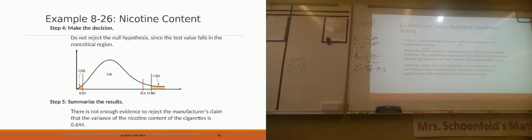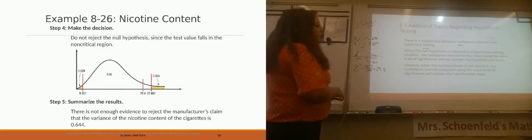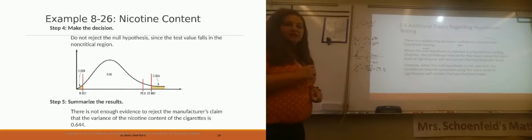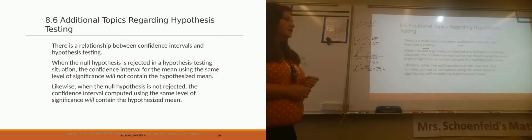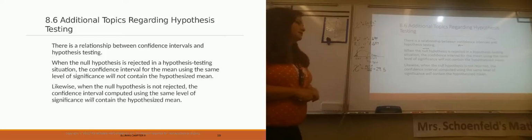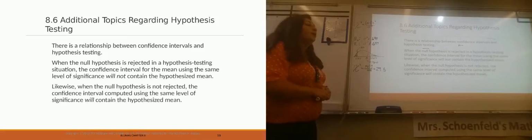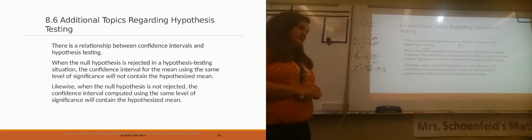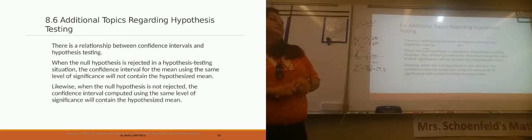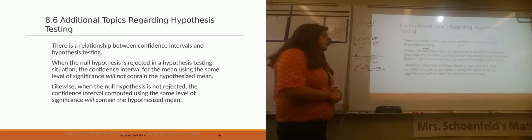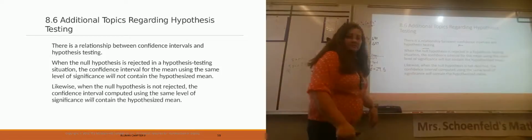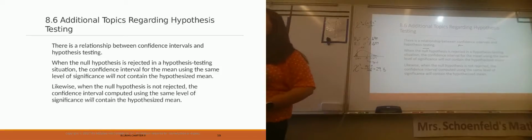Okay, you guys want another one? This is the relationship between confidence intervals and hypothesis testing. I just want to read this to you. When a null hypothesis is rejected in a hypothesis testing situation, the confidence interval for the mean using the same level of significance will not contain the hypothesized mean. Likewise, when the null hypothesis is not rejected, the confidence interval will contain the hypothesized mean. So it seems a little bit counterintuitive.